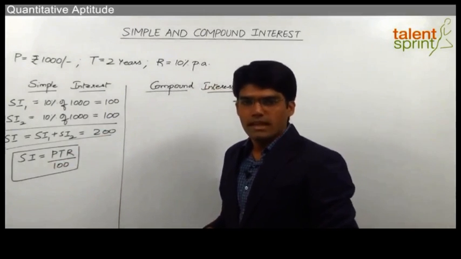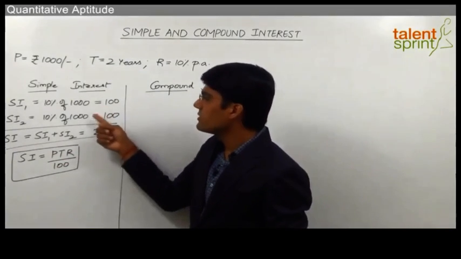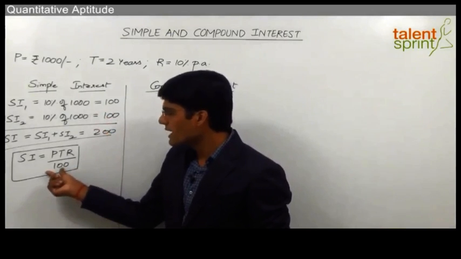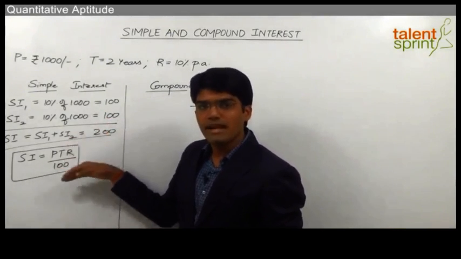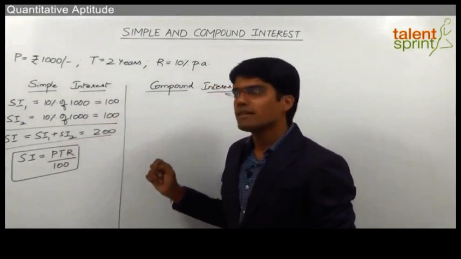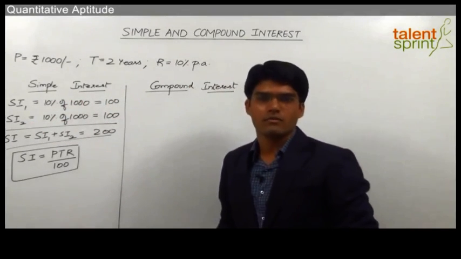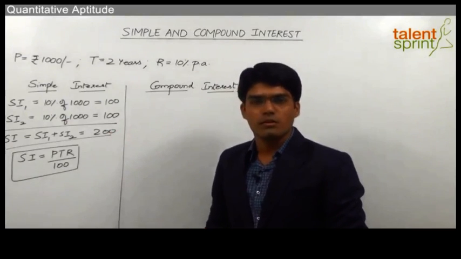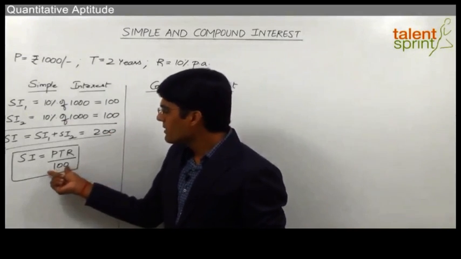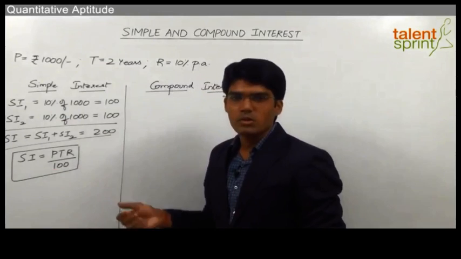So friends, from an examination point of view, we are not going to do the calculation. We can simply use the formula and get the answer. But what happens behind the formula is as shown here. That is, for the first year we get 100 rupees, and again for the second year we get another 100 rupees. So total interest is going to be 200 rupees. So simply substitute the values in the formula PTR by 100 to get the answer.